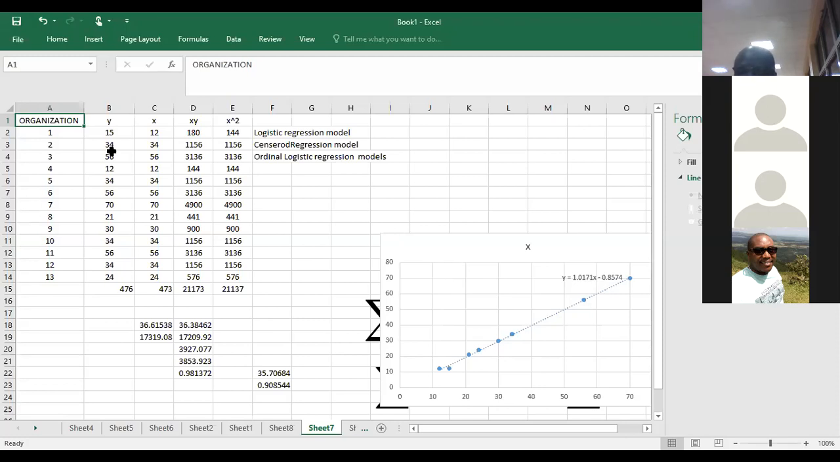Number 3, correlation and regression. So you are done? Yes. Beautiful. But please read instructions clearly.